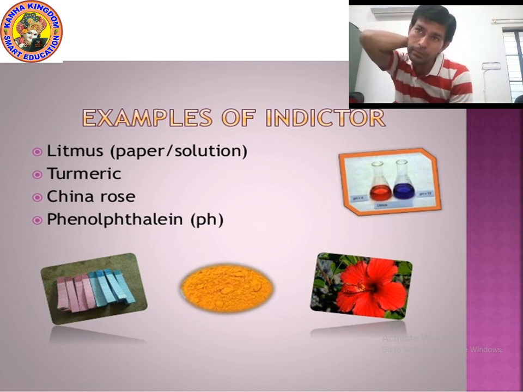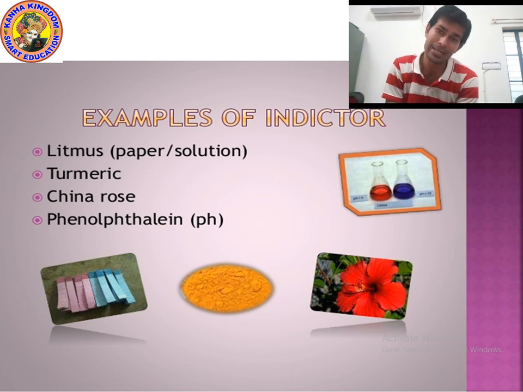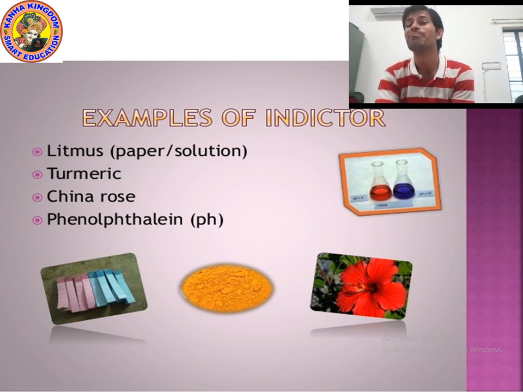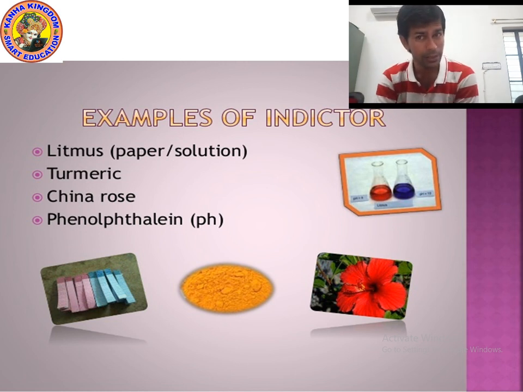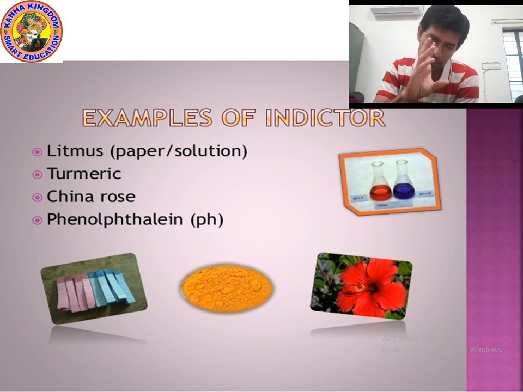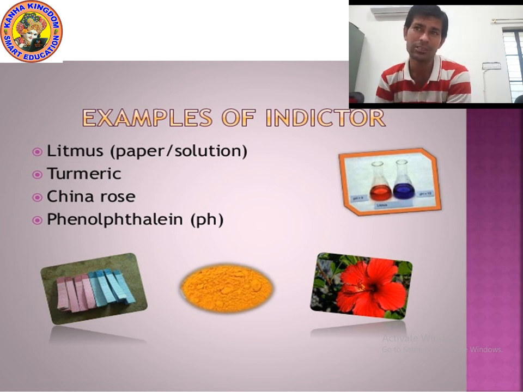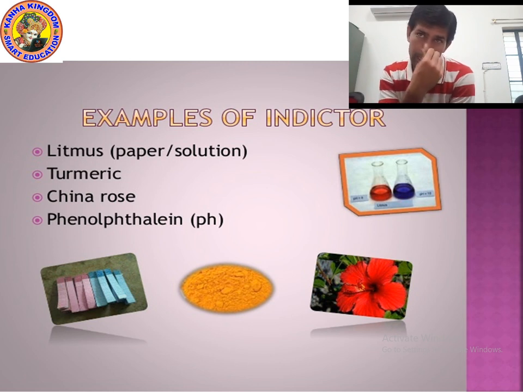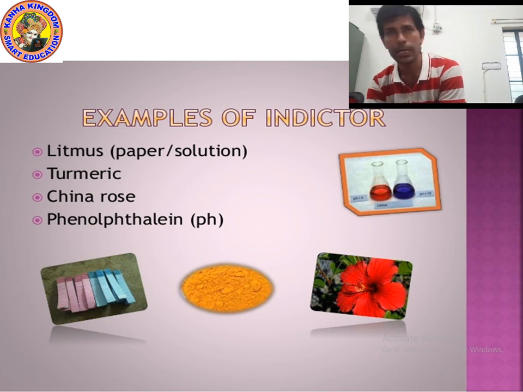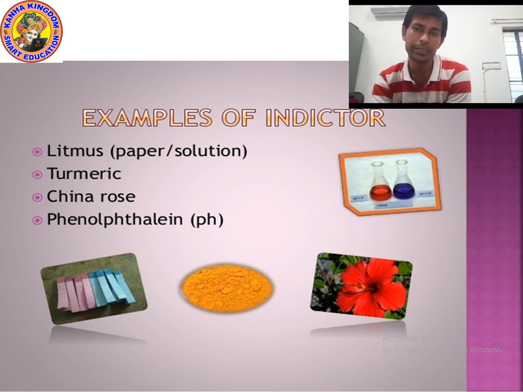Next is turmeric. Yes, turmeric. Next is China rose. Can you see the picture of China rose? It looks like a rose, but it is not an actual rose. Yes. Phenolphthalein. Phenolphthalein, China rose, turmeric, litmus, all these are examples of indicator.